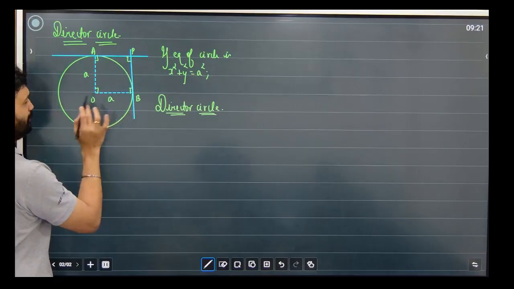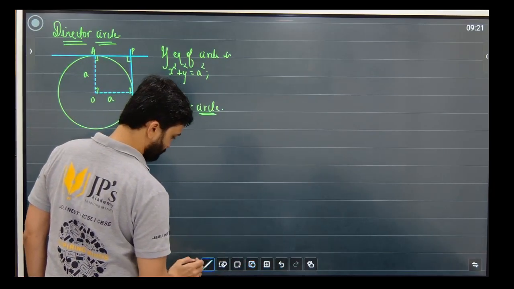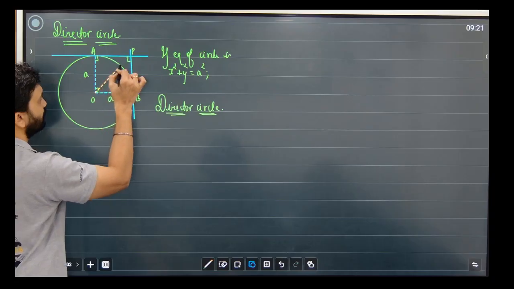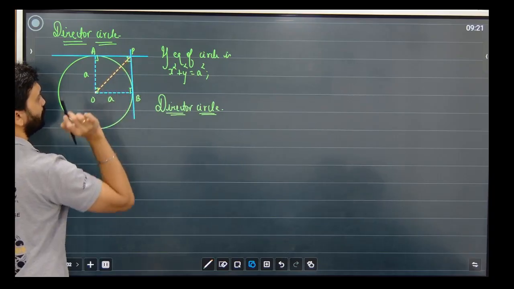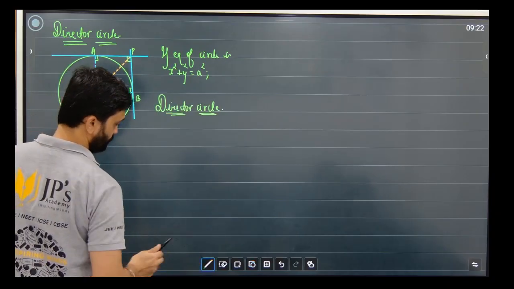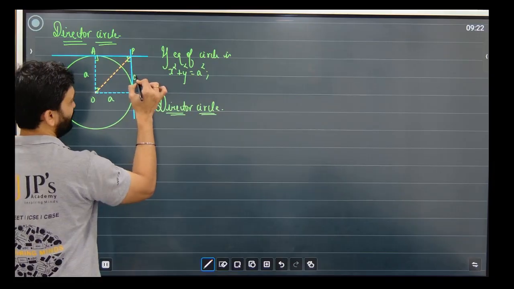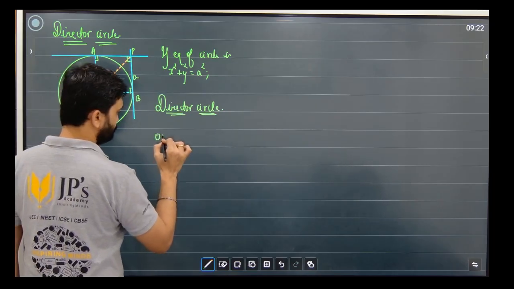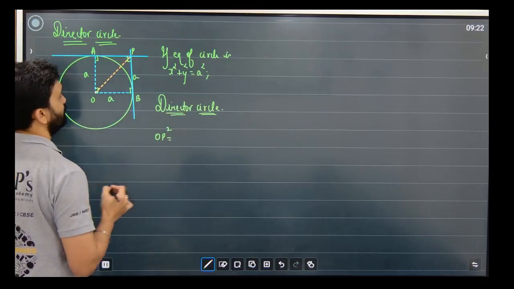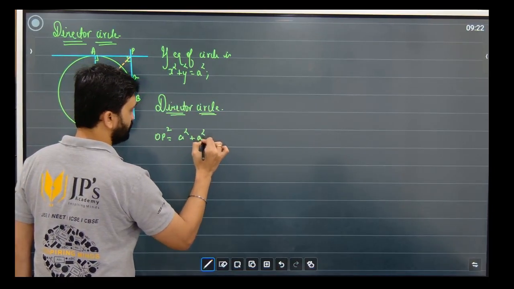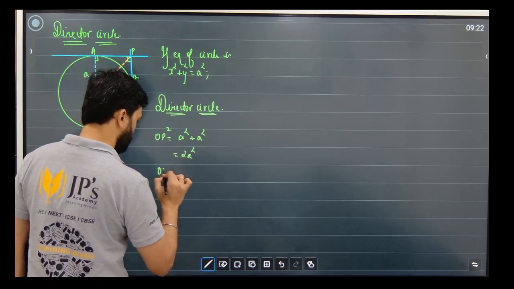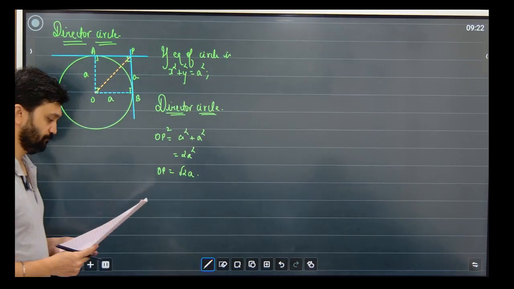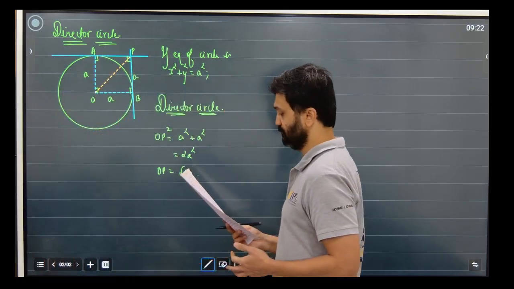Now, if you look at this diagram, say for example, I do this construction. See this. Now, this is a and this is a. This is Pythagoras theorem. So OP square will become a square plus a square, which is 2a square. So OP will become root 2 a.